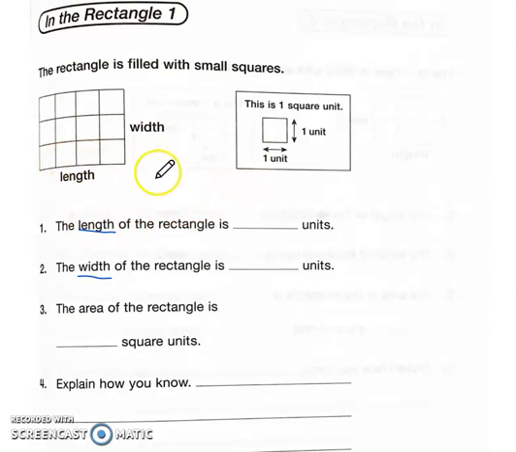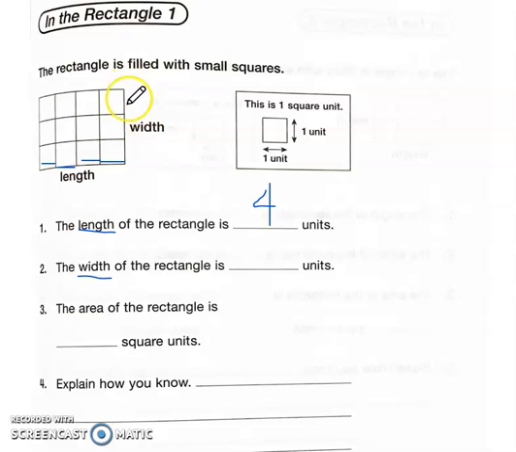So the first question here, you can see there's a rectangle up here, the length goes across, the width goes up and down. When it asks for the length in how many units, you're counting how many sides there are going across this rectangle. So you can see here's a square side for 1, square side for 2, square side for 3, square side for 4. So our length is going to be 4.